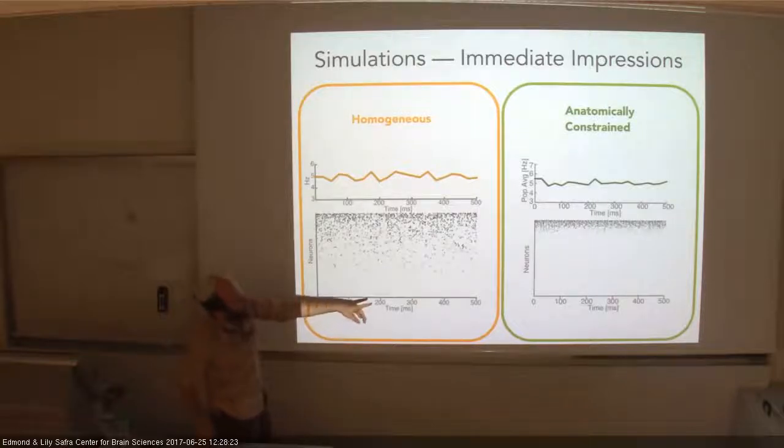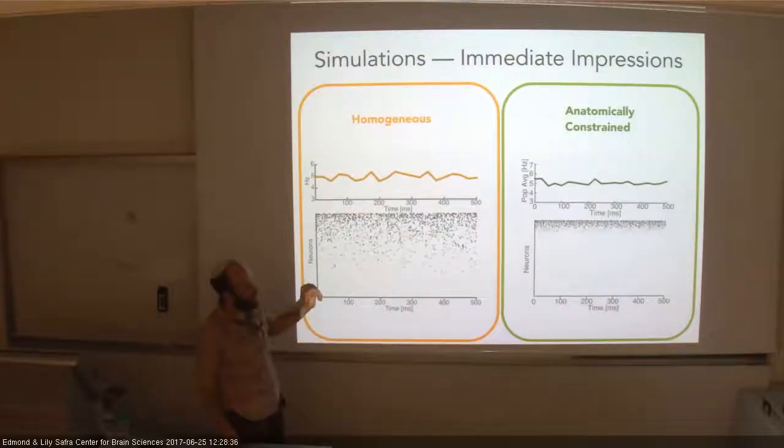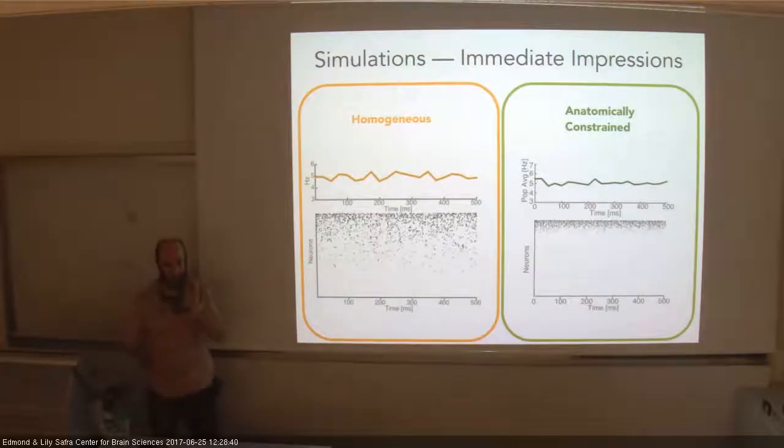Now in our matrix from data, the anatomically constrained matrix, we still have asynchronous firing, but we see that only a very, very small fraction of neurons is active, and they appear to be active at very high rates. Most of the neurons are completely silent.